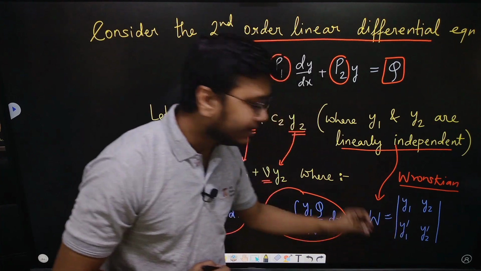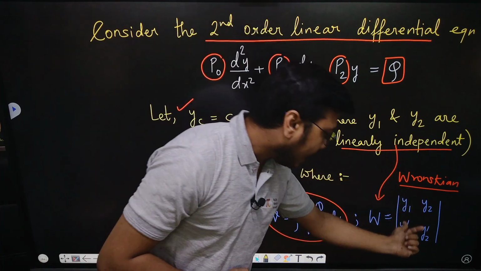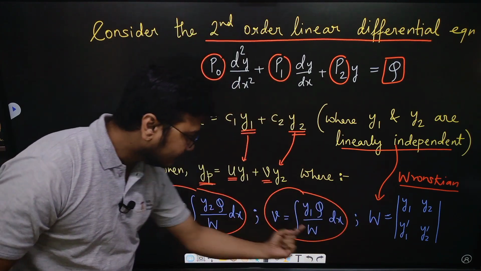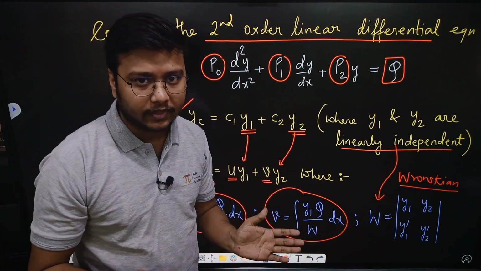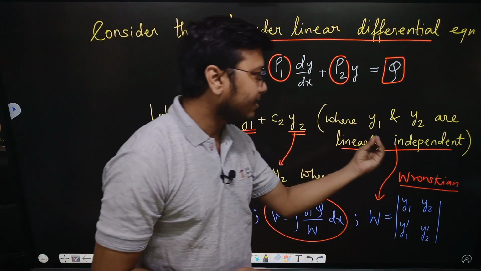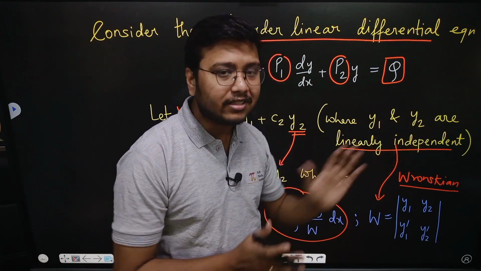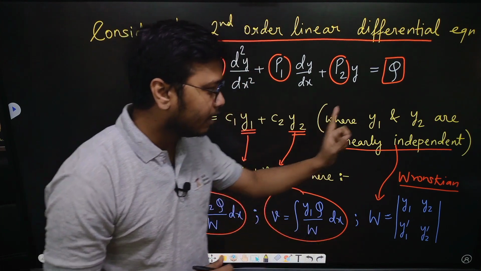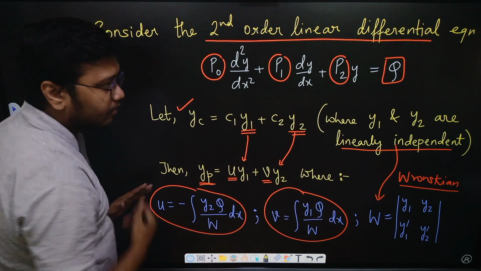The Wronskian needs to be non-zero, otherwise the denominator is going to become 0 and we are going to get a problem. So if we have two dependent y1 and y2 values here, then this process is not going to work out. We need y1 and y2 to be linearly independent. So this is the entire process.